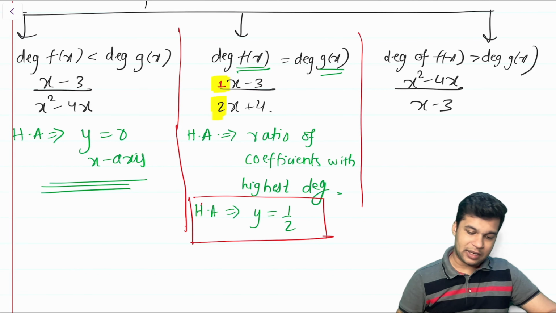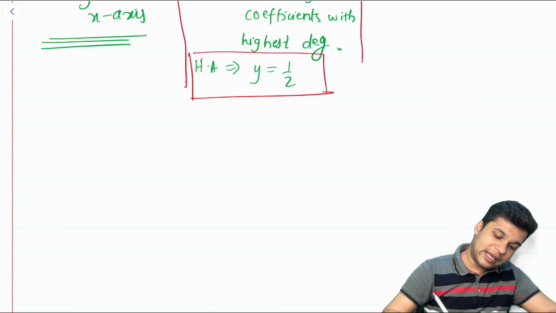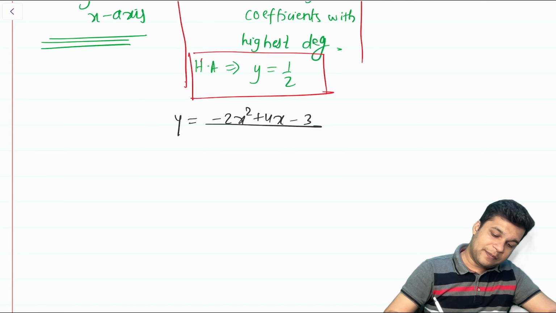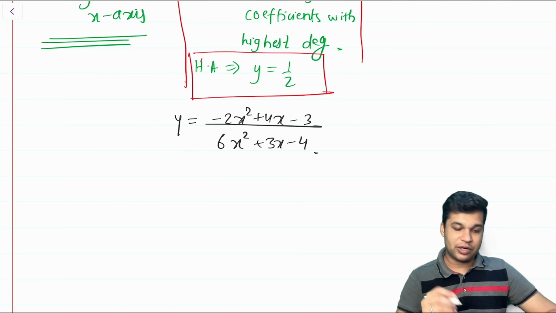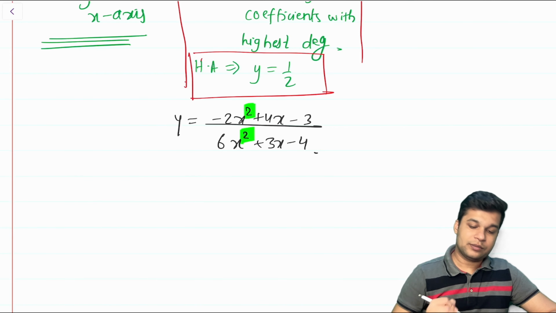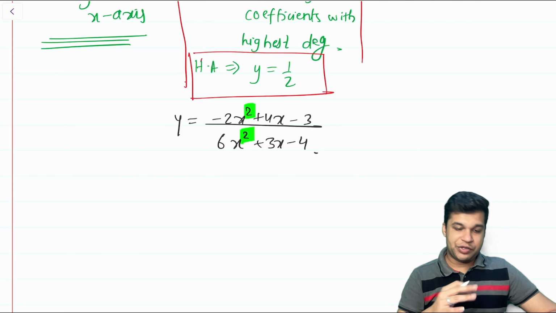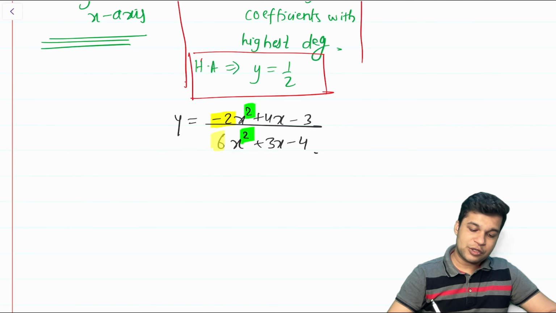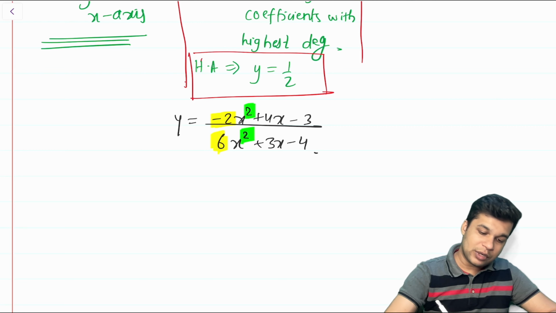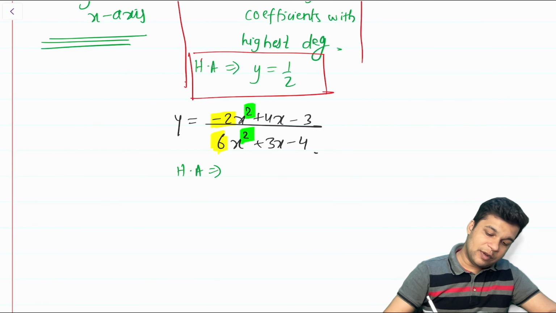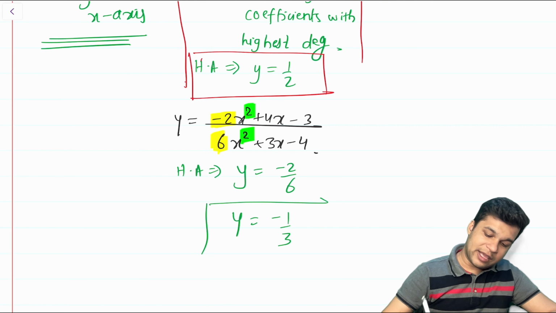I can give you another example. Let's say your function is y equal to minus 2x square plus 4x minus 3 divided by 6x square plus 3x minus 4. Let's say this is your rational function. What is the degree? The degree is 2. The highest power is 2. So you check the coefficients. The coefficients are minus 2 and 6. So what will be the horizontal asymptote? The horizontal asymptote over here will be y equal to minus 2 by 6. So y equal to negative 1 by 3.